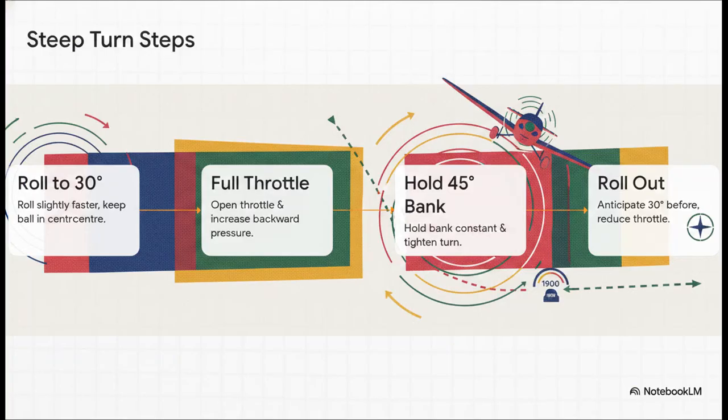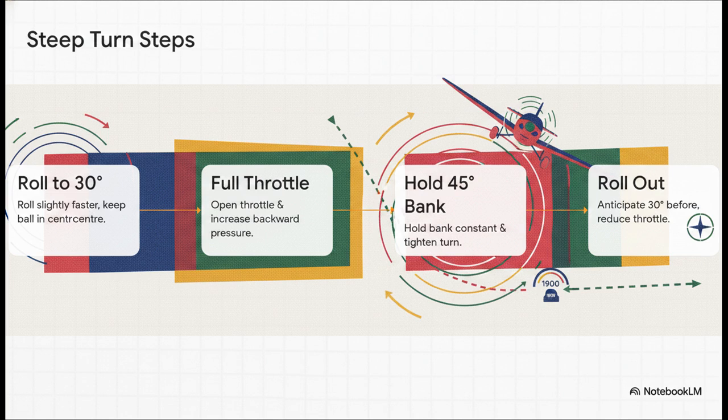Moving right along to Section 2, executing perfect steep turns, the mechanics of flight. Let's walk through the actual kinetic steps of a left turn together. First up, from a nice straight and level attitude, you're going to roll into a turn just slightly faster than normal, using enough rudder to keep that little ball perfectly centered. The second you hit about 30 degrees of bank, boom, you immediately open the throttle fully and add backward pressure to hold your attitude. Once you lock in that desired 45-degree bank, you hold it steady and increase the backward pressure just a bit more to tighten up the turn.